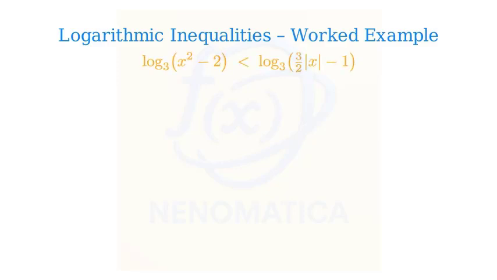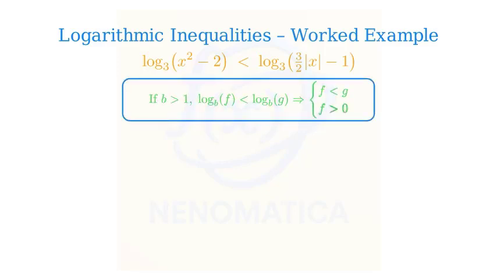Example: in this lesson we will solve a logarithmic inequality step by step. The problem is, log base 3 of (x squared minus 2) is less than log base 3 of (3/2 times the absolute value of x minus 1). Step 1. Because the base 3 is greater than 1, the logarithm is strictly increasing. So we may compare the arguments directly and keep the same inequality sign.